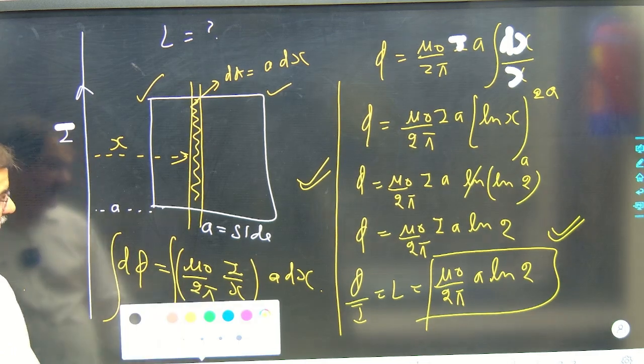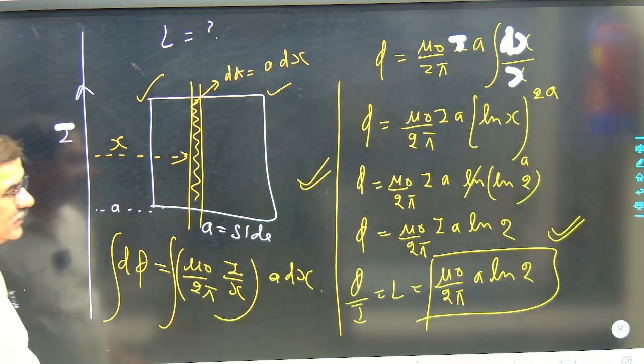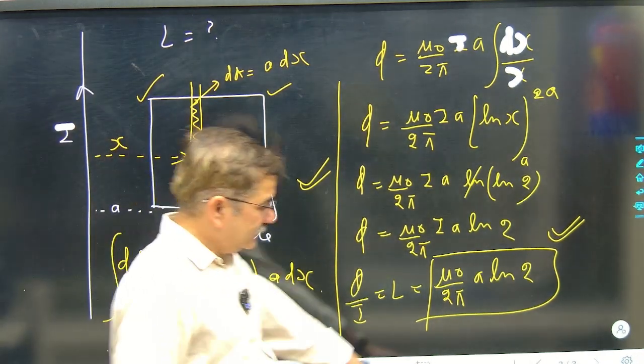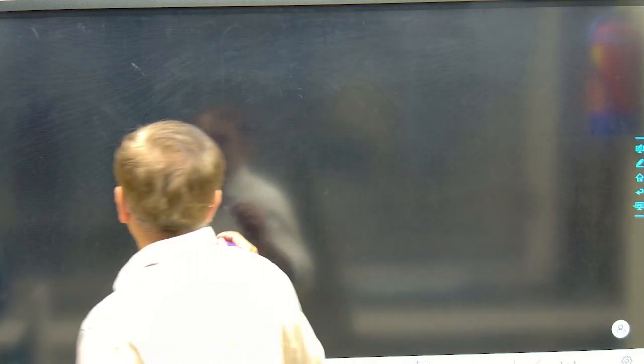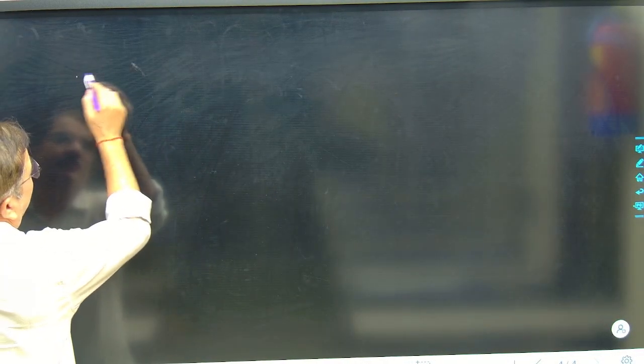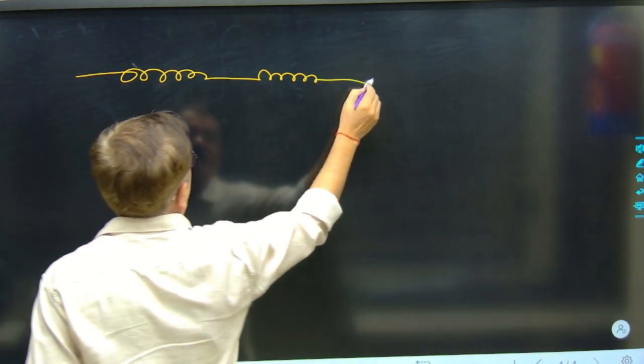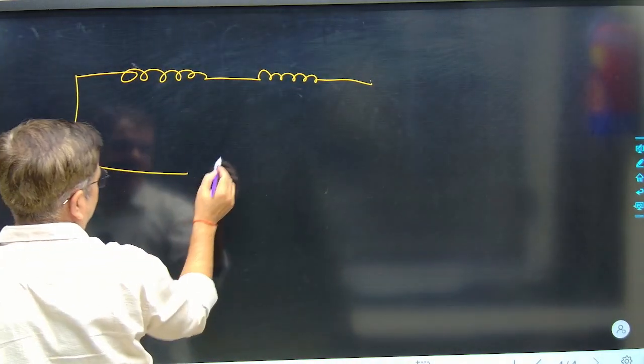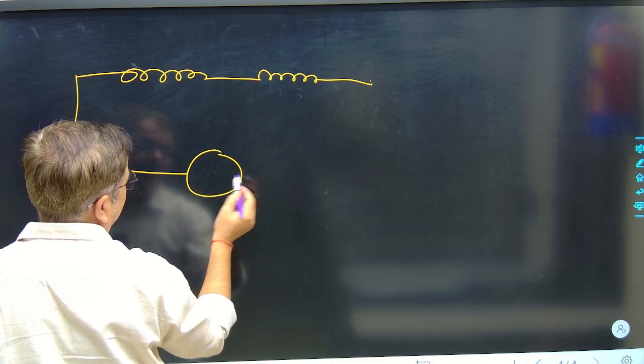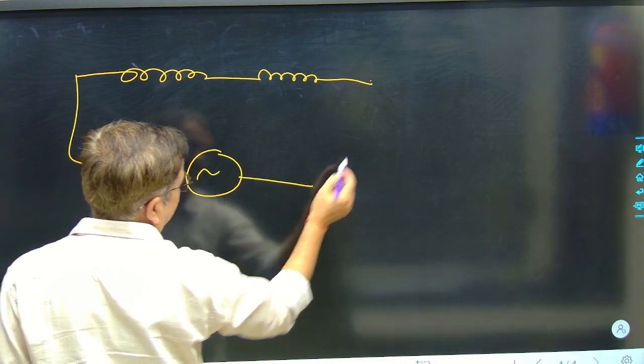Now next, once these inductances are found, we also have their series and parallel combinations. Suppose I have to see the inductance for two inductors in series, this one and this another inductor, attached to some varying current. Suppose I am putting some AC current also.